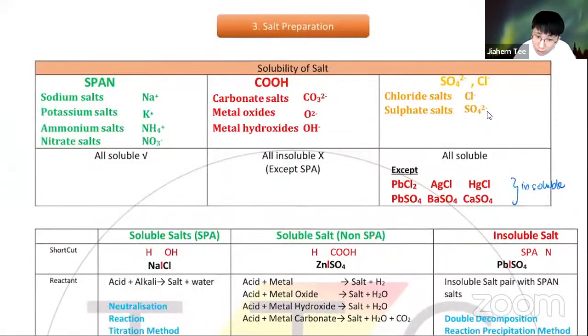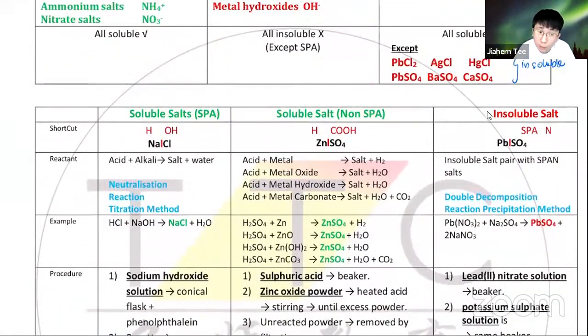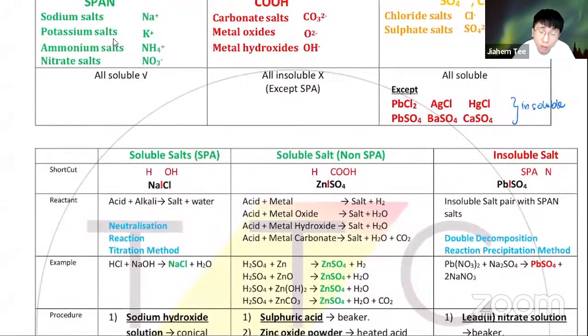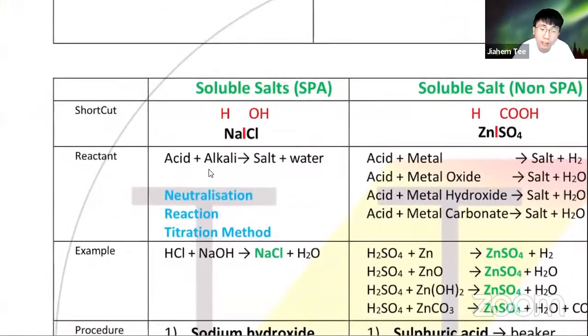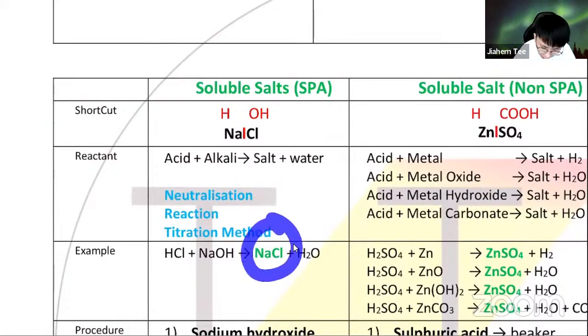Then after knowing the solubility, we can now prepare salts. How to prepare salt? We again categorize them into three different categories: soluble SPA, soluble non-SPA, and insoluble salt. Soluble has two types: SPA and non-SPA. SPA, just like I told you, stands for sodium, potassium, and ammonium. If you want to produce a soluble SPA salt, the name of the reaction is called neutralization, where you have to use acid plus alkali. So let's say you want to produce NaCl, sodium chloride, here.